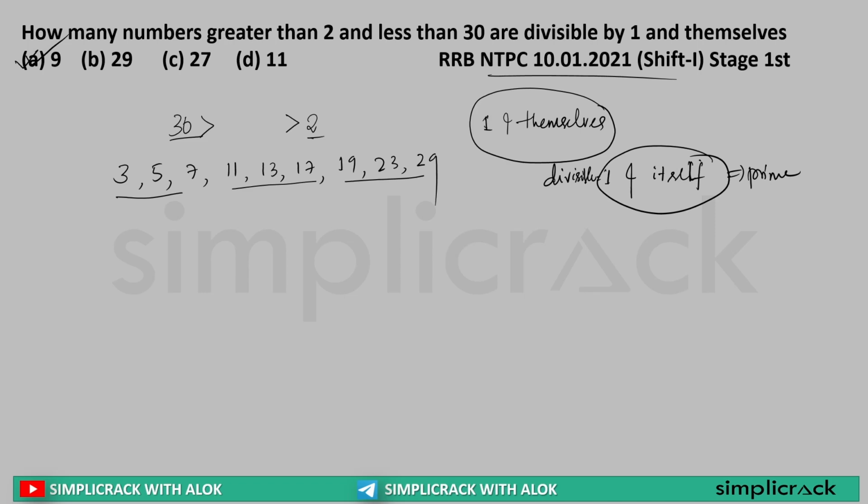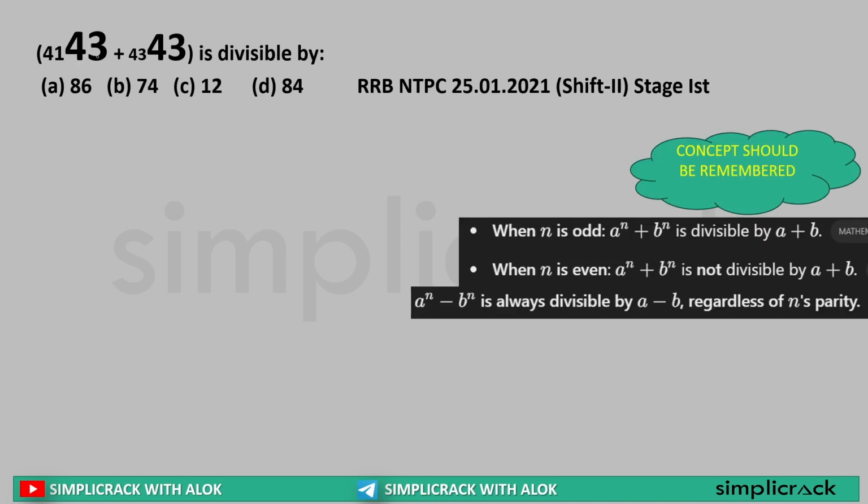I hope you are getting this point, because you need to understand the language and no one teaches this way. Okay, next. 41 to the power 43 plus 43 to the power 43 is divisible by what? Now you should remember this concept. What is the concept? If it is written as a to the power n plus b to the power n, only in case of n odd, it is divisible by a plus b. If n is even, it is not divisible by a plus b.